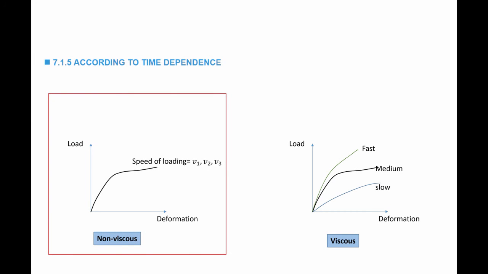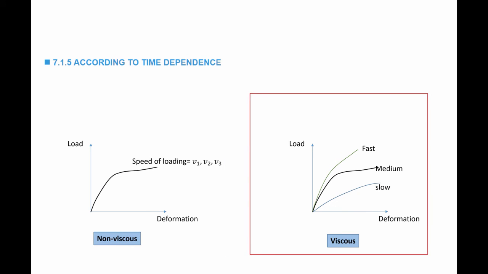The last classification is whether the response to mechanical loading is time-dependent or not. If, for a particular material, the load versus deformation curve of that material is independent of the speed of loading, if I load with a speed v1, v2, or v3, I get the same response, this is called a non-viscous material.